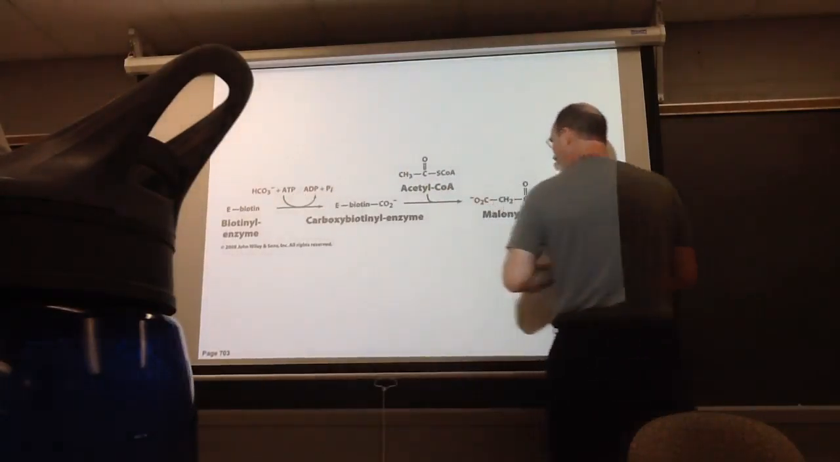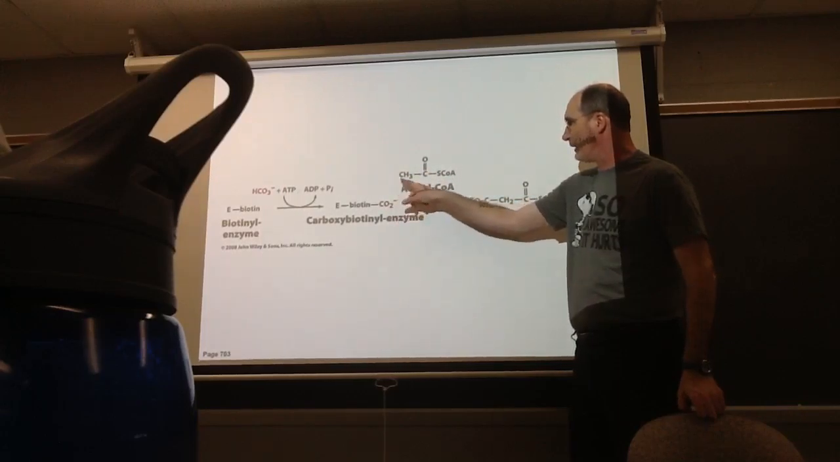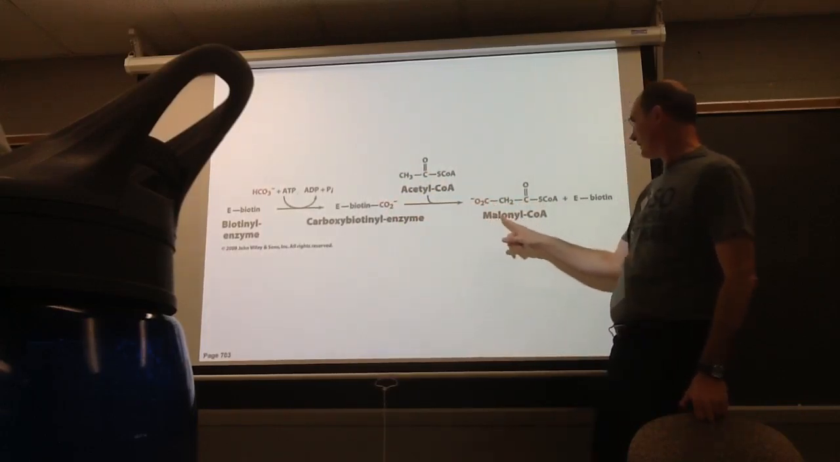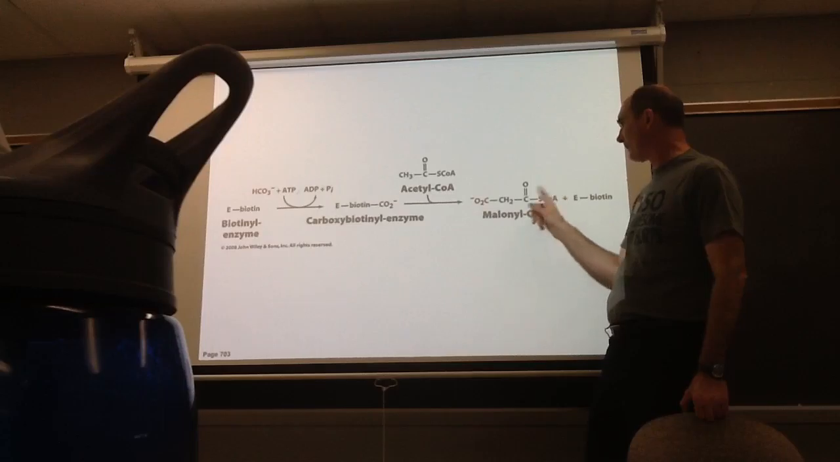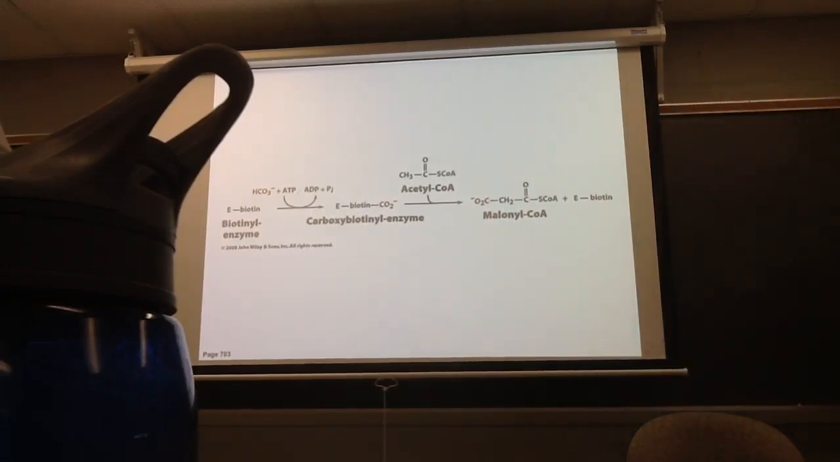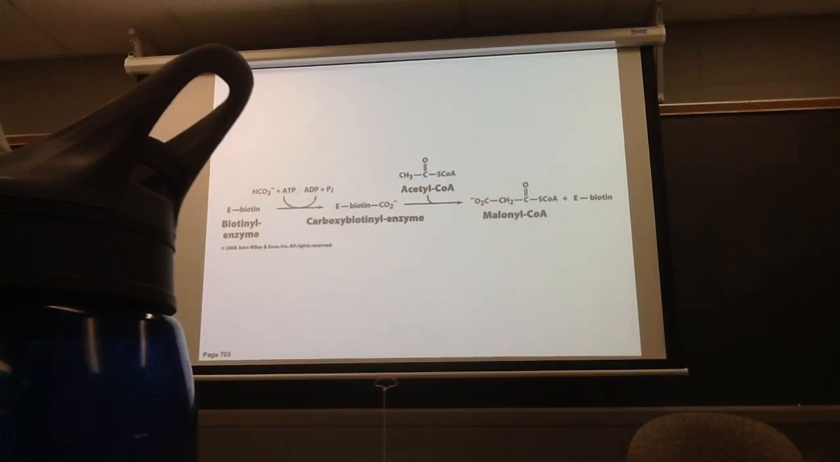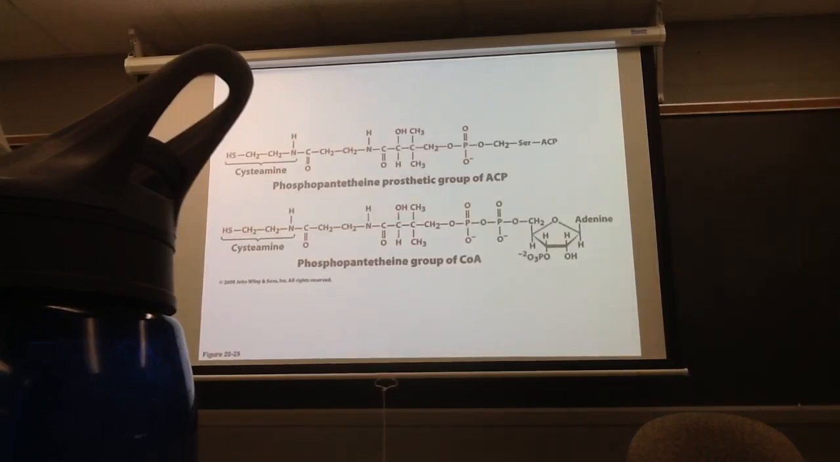Then acetyl-CoA comes in. Right? This site is deprotonated. It can take the carboxylate, and you get this 3-carbon malonyl-CoA. Right? So that's the malonyl-CoA. Okay? So, let's see.